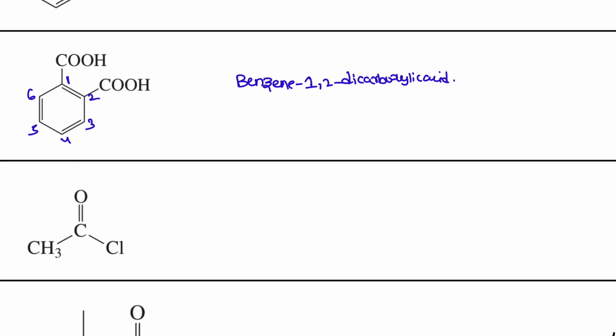These are some examples of carboxylic acids. Now let us take the next functional group. Here it is very clear, acid halide. So this is first carbon, second carbon. It is also a chain terminating functional group. So this is ethanoyl chloride.